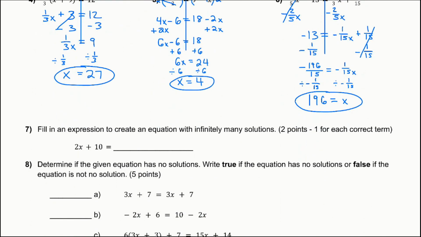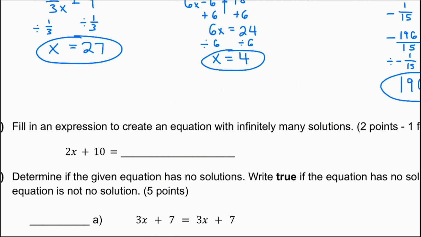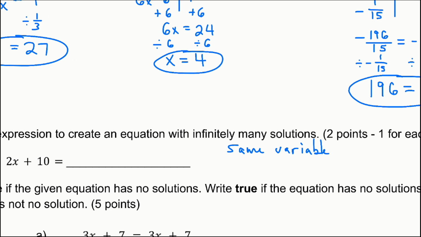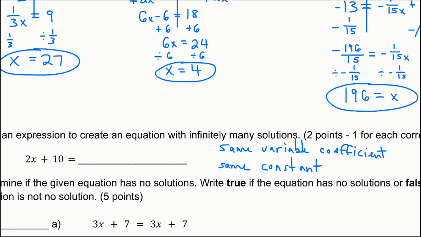Number 7, fill in an expression to create an equation with infinitely many solutions. Remember, this is going to be the same variable term or variable coefficient. And the same constant. Constant is the number without a variable. So if we want infinitely many solutions, legitimately, I'm just going to copy the same thing over. Keep it simple. Keep it simple. Okay.